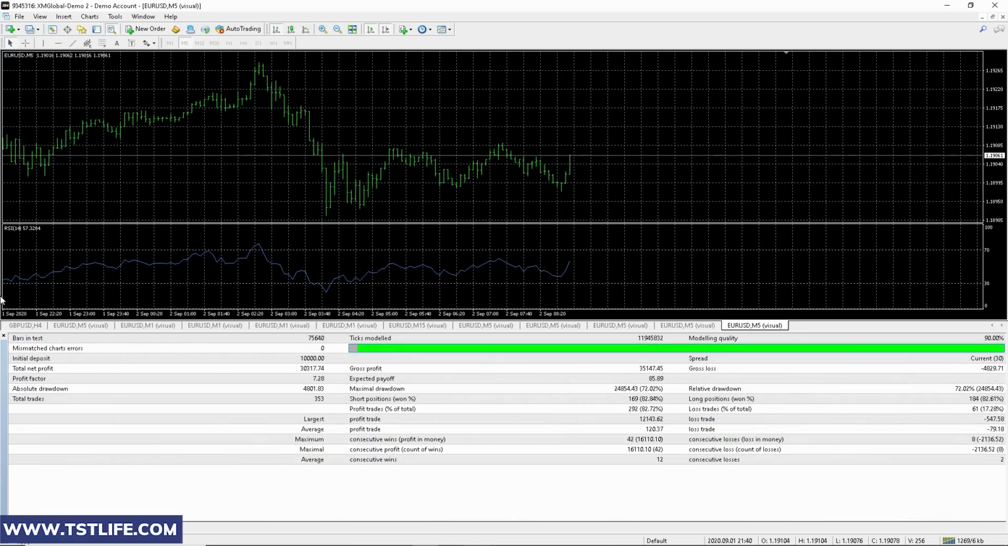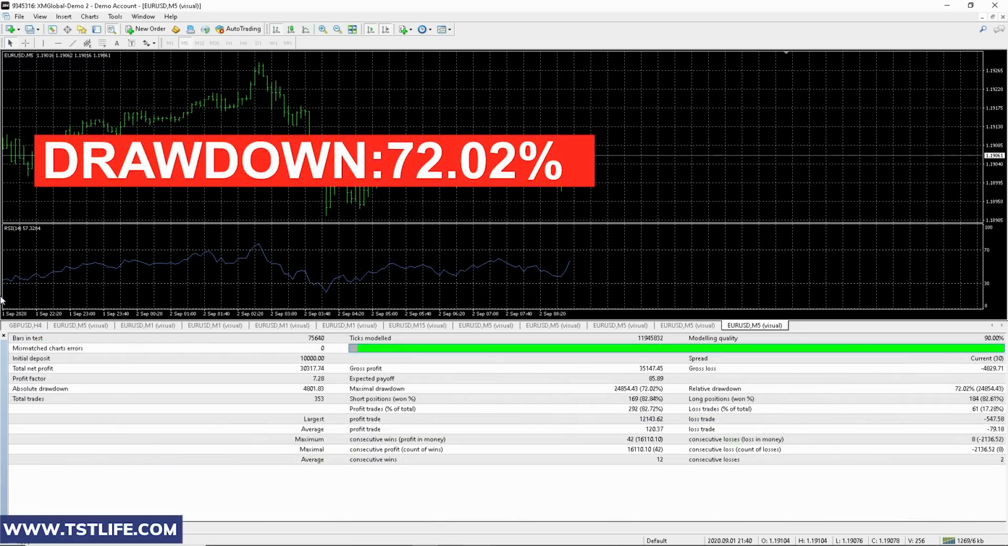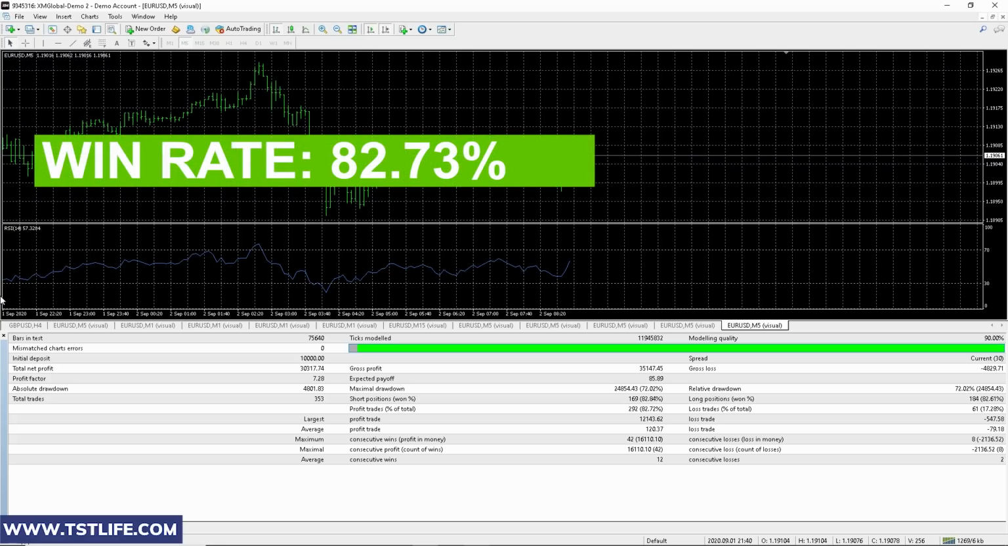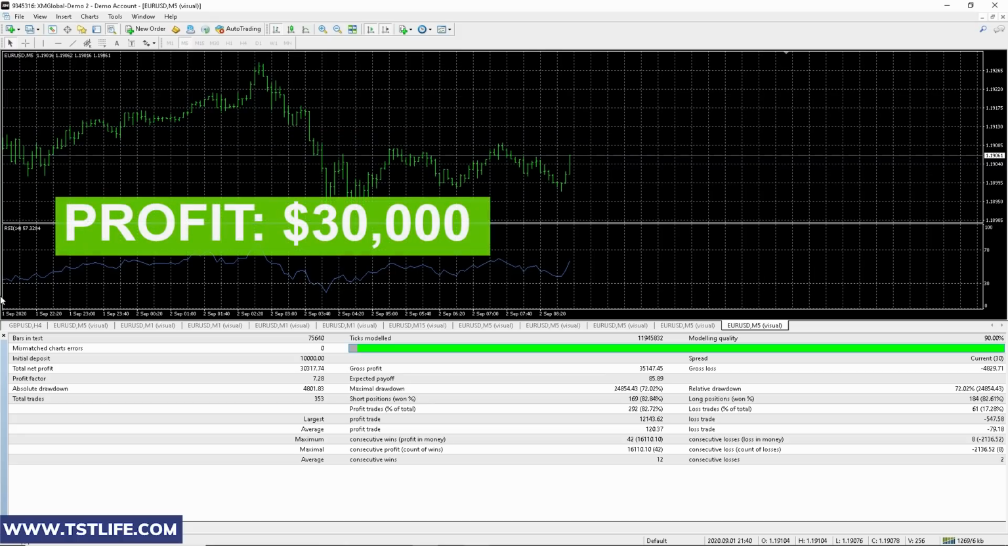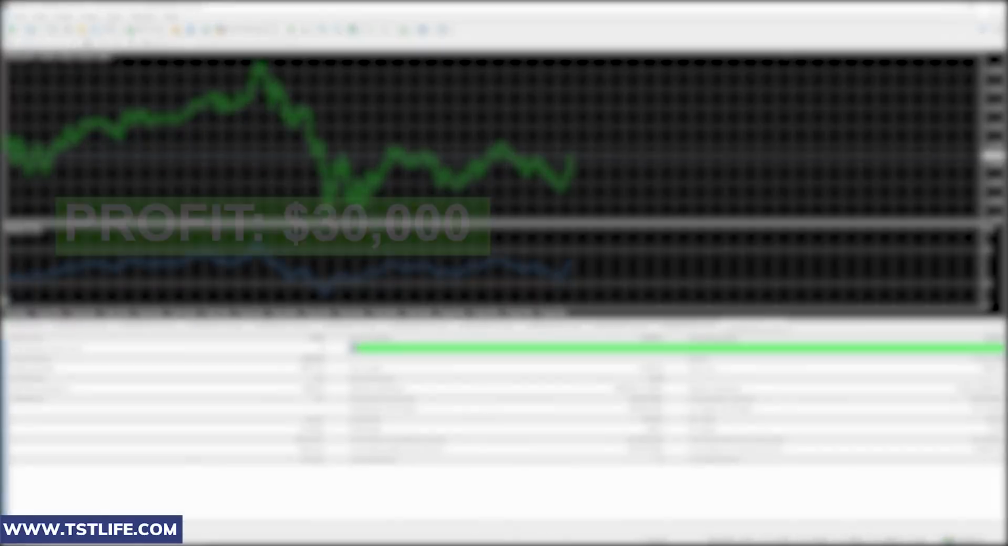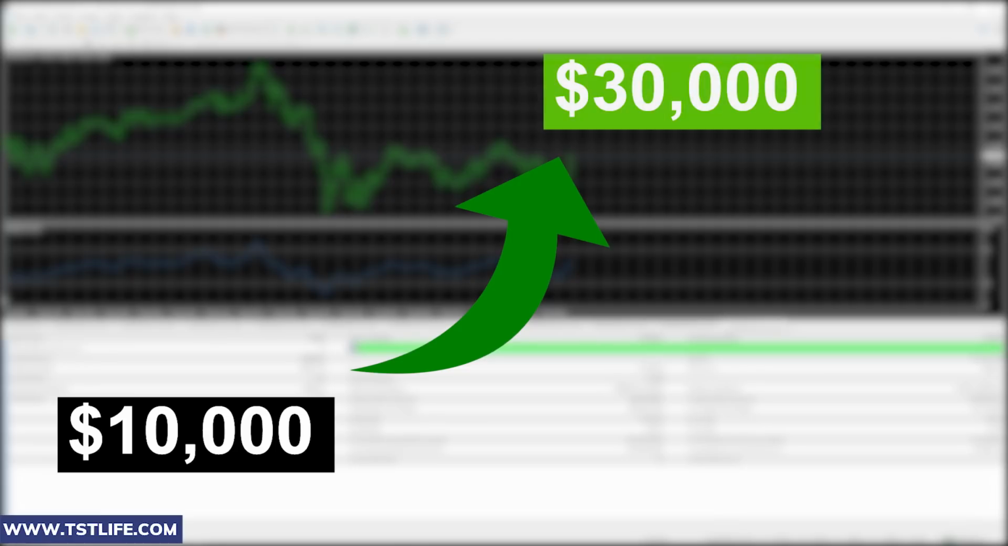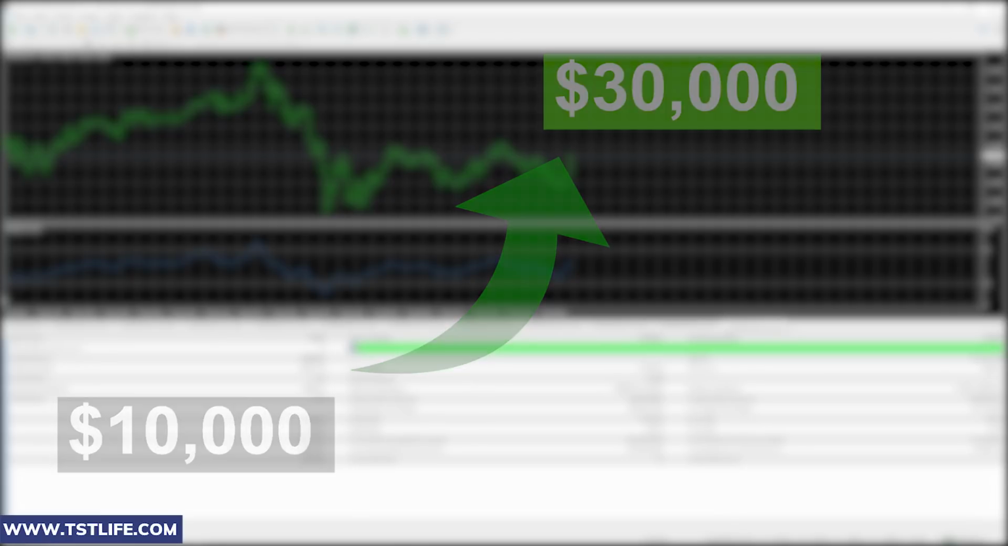And yes, we had a 72.02% drawdown, which is extremely high. The strategy has a success rate of 82.72%, which seems great, doesn't it? We ended up with a profit that exceeds $30,000. That's a massive return. So imagine beginning the year with a $10,000 account and ending up with $30,000. That's probably better than any high-yield savings account.